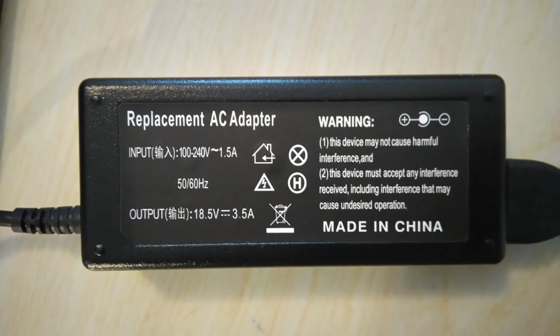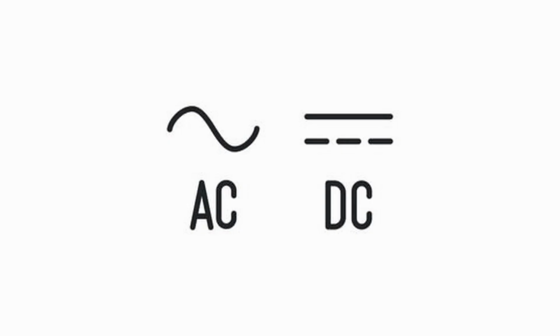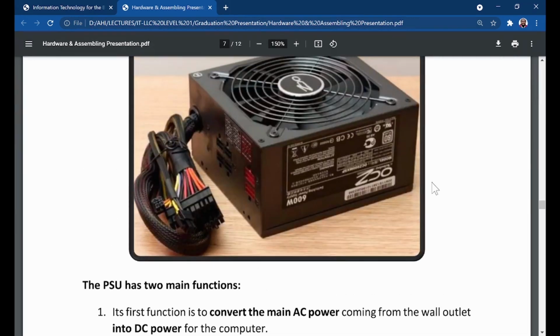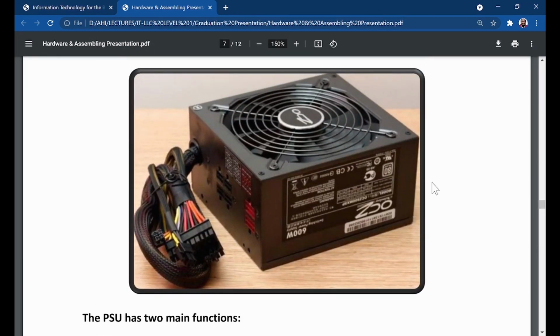I want everyone to check the input and output and check the symbol and check the amount of volts going through it. Pass it around. Which component are we talking about? Yes. The power supply unit. Now listen.